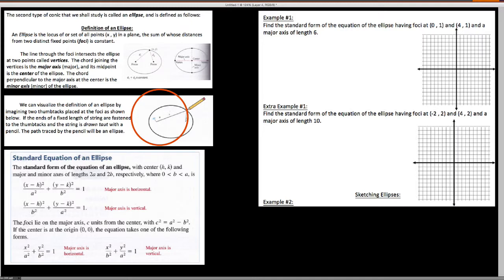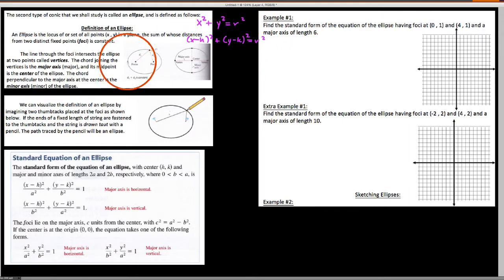Okay, so what I want to do is relate an ellipse really quickly to a circle. We would say that a circle is usually given by some equation x squared plus y squared equals r squared, where r is the radius. And more generally, we say that the equation of a circle is (x minus h) squared plus (y minus k) squared equals r squared, where h and k are the center of the circle.